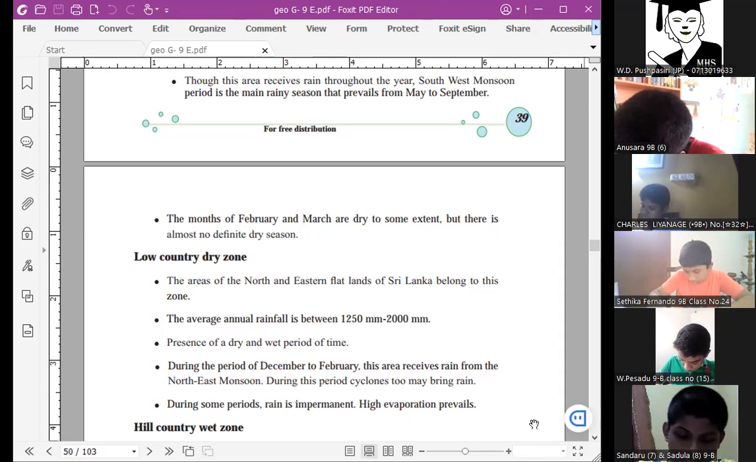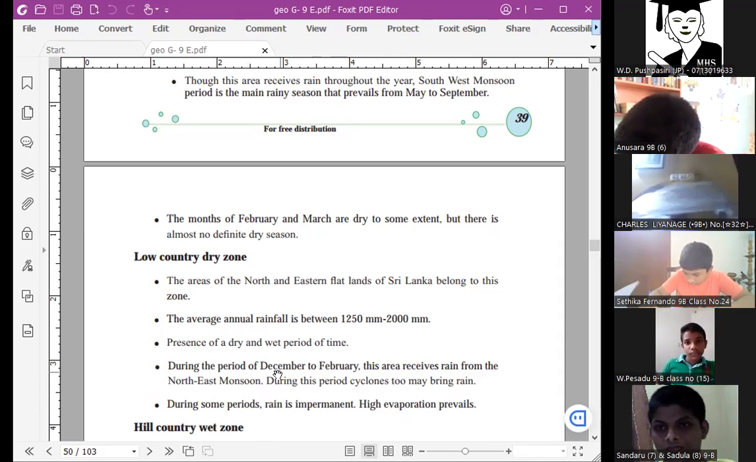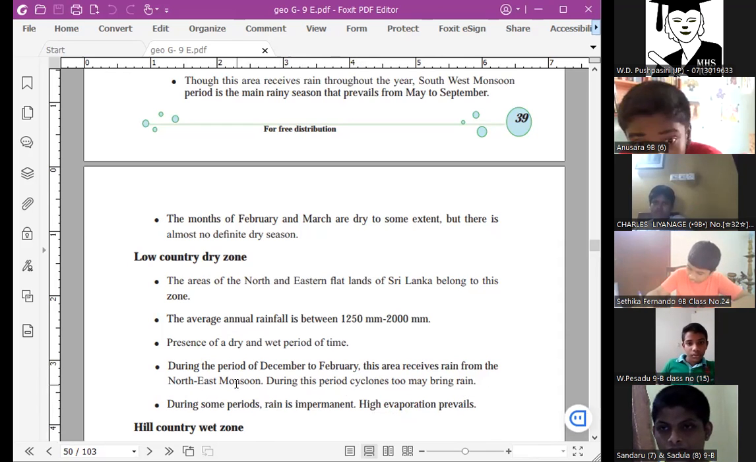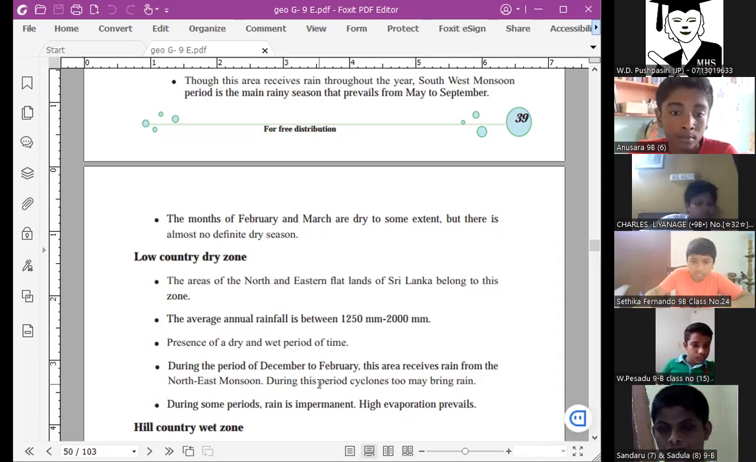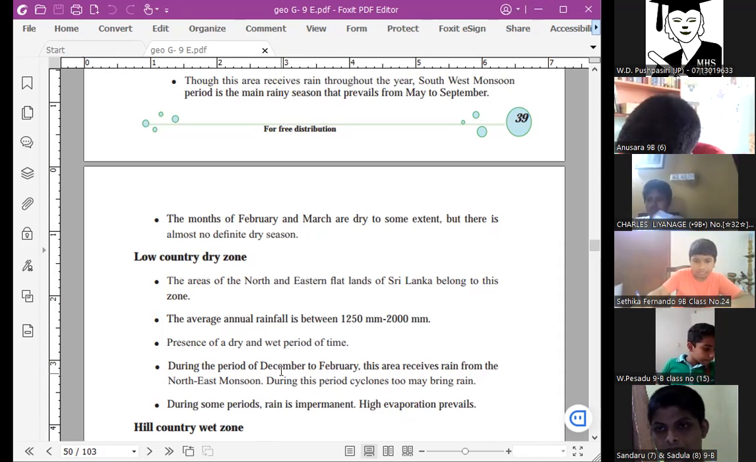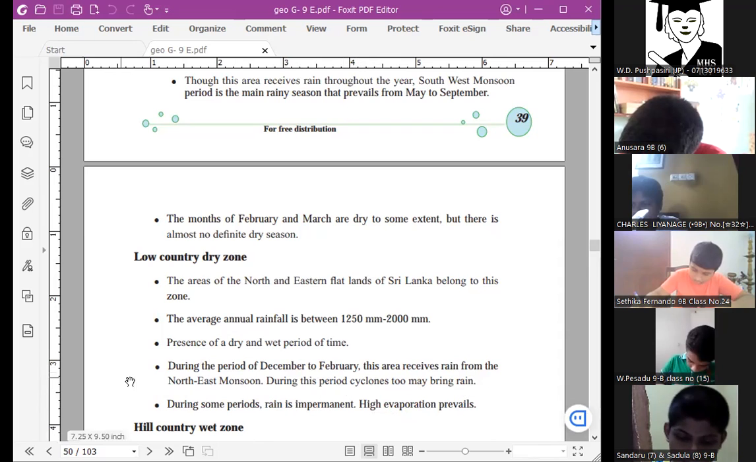And then what about the rainfall? From December to February by the northeast monsoon. Northeast monsoon zone, right? So those points you can write down. December to February, northeast monsoon zone.